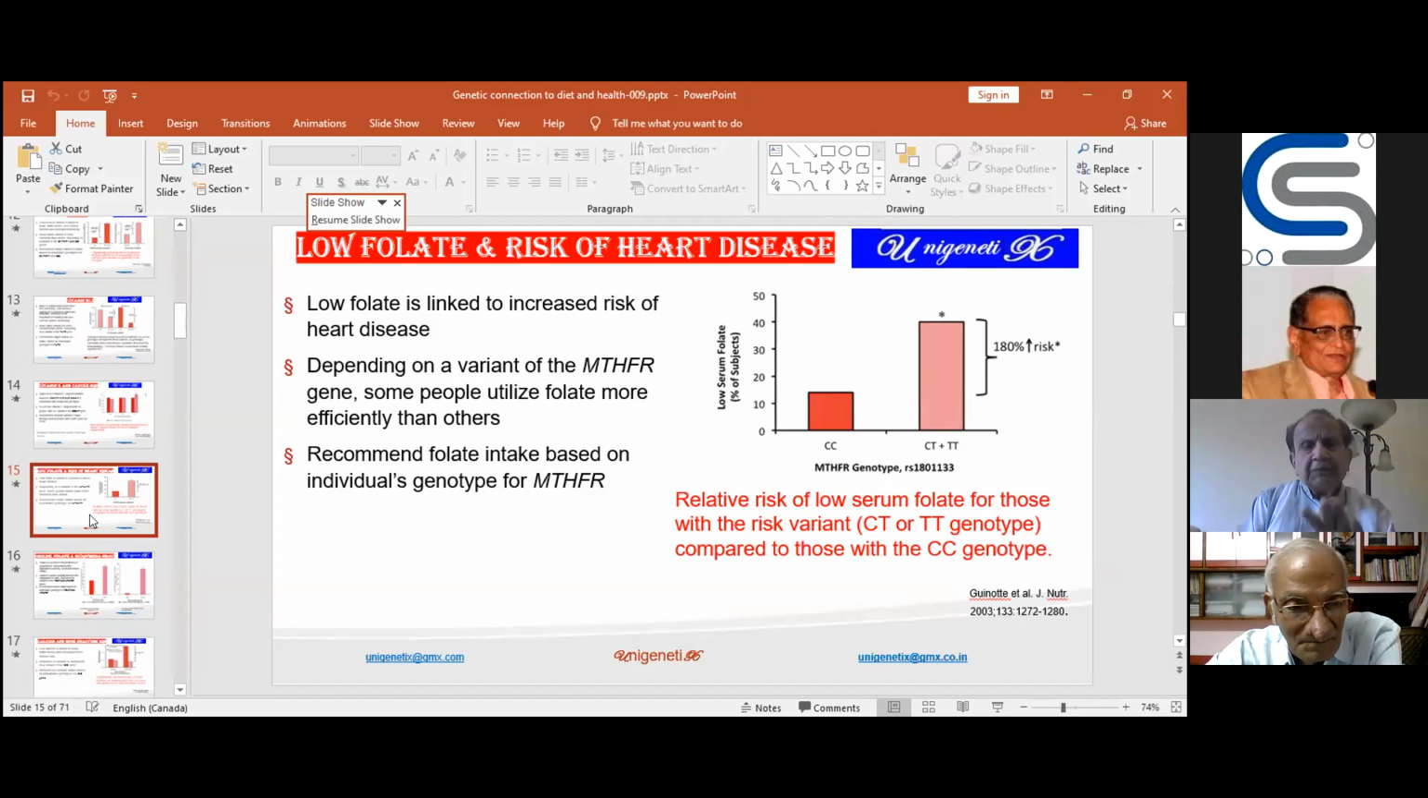You don't have to remember the names of the genes, because when you get your report, it will be all given to you nicely. But what you have to know is understand how to read the report. Because this report was MTHFR genotype, RS1801133, and then shows the CC at lower level and CC plus CT. Those are the risk variants.